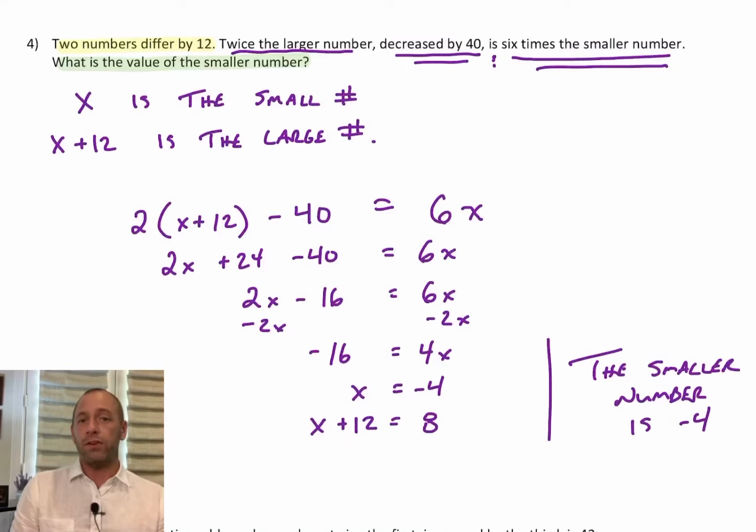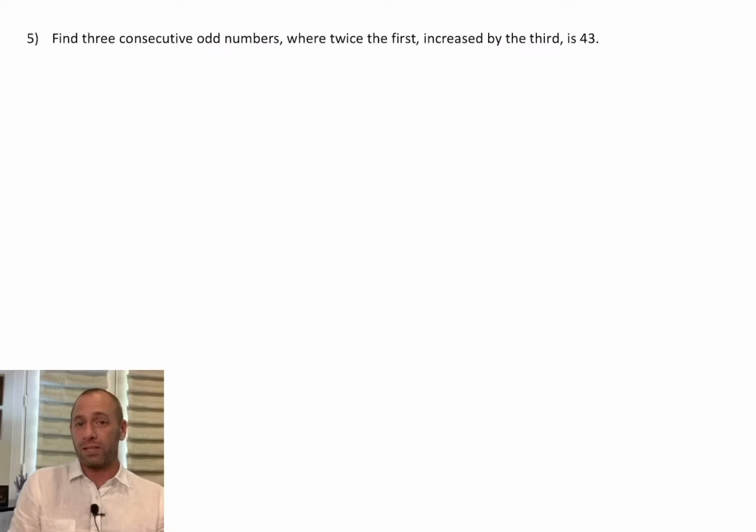And again, this is not the only way you could have set up this question. You could have said that x was the larger number, and then said the smaller number was x minus 12. The equation would look different, but you'd get the same result.